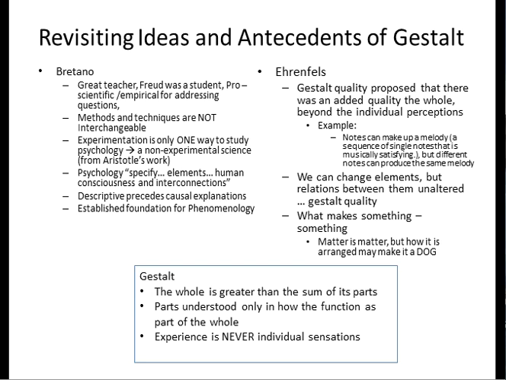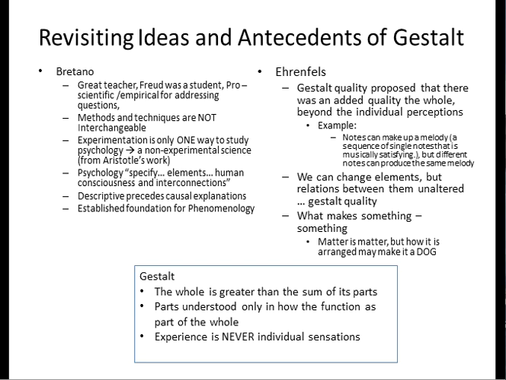Looking at Ehrenfels, basically Gestalt quality is proposed that there was an added quality of the whole beyond the individual perception. So the idea here is we can look at this example. Hopefully it clarifies, especially if you know music a lot more than I do. Notes can make up a melody, a sequence of single notes that is musically satisfying, but different notes can produce the same melody. So the idea is that it can produce something different than the things that comprise it. That's the key point there.